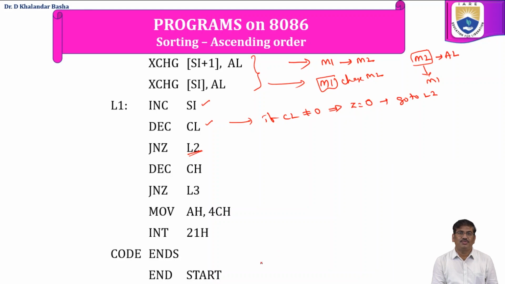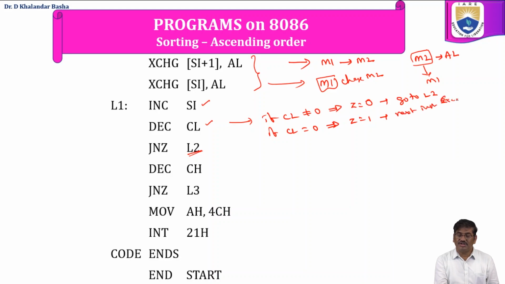What we'll do in loop 2 is again fetch the contents, compare with the subsequent values, and check for greater than or less than. Accordingly, depending on whether exchange is required, this will be executed, otherwise come to L2. So this iteration will be done. Once this CL content is equal to 0, then the zero flag is equal to 1, and the next instruction will be executed.